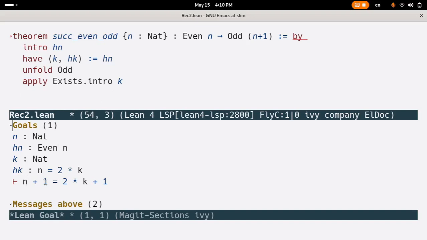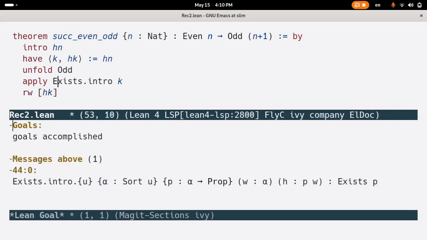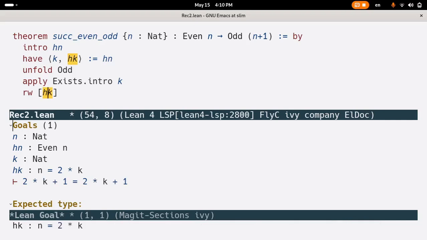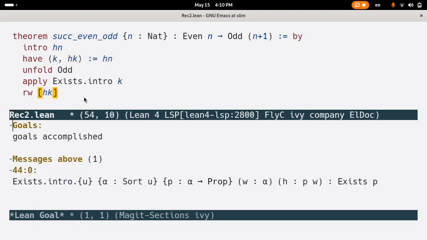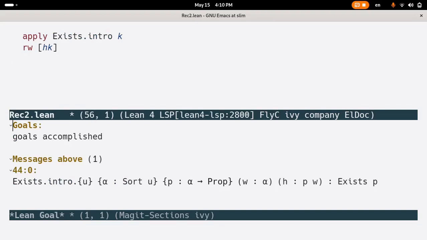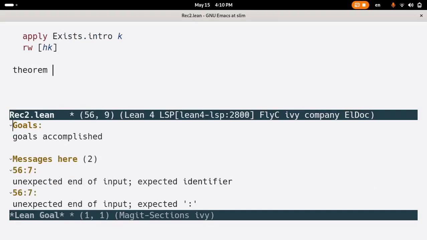So observe that this can be proved by replacing n in the goal using the equation hk. So we use the RW tactic, which is short for rewrite, and give it hk, which is the rule to be used for the rewrite. Observe that the goal is now 2k plus 1 is equal to 2k plus 1, which Lean can see trivially.